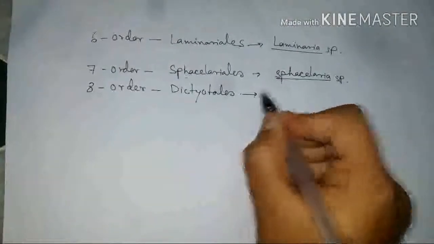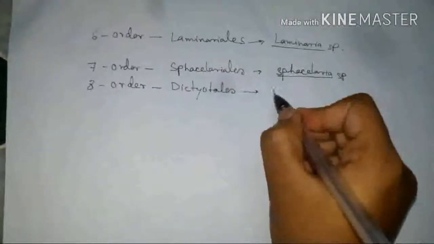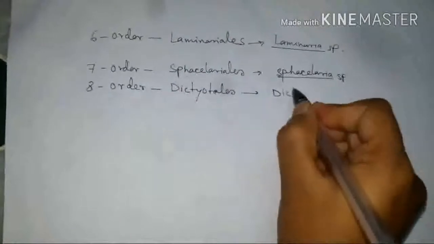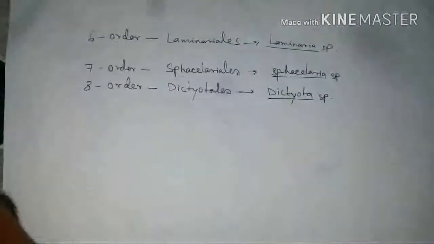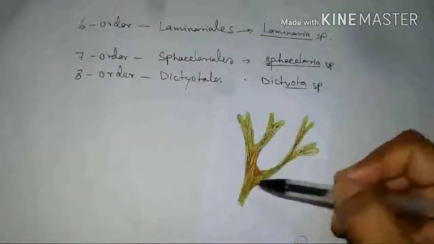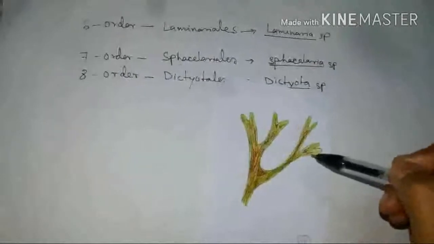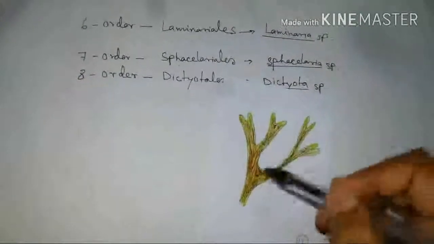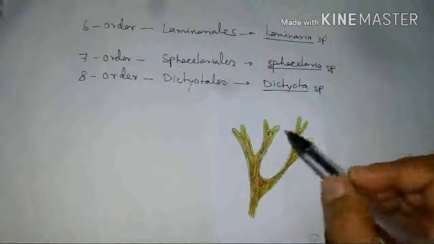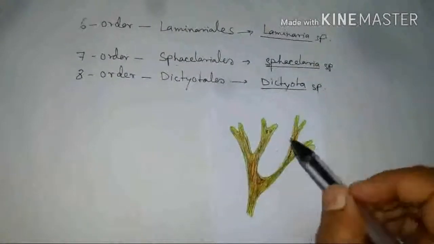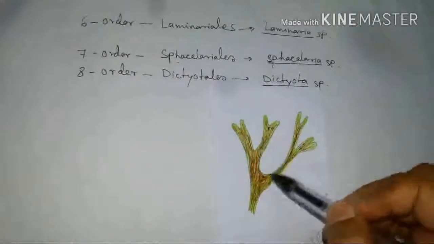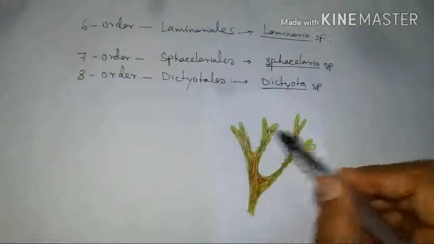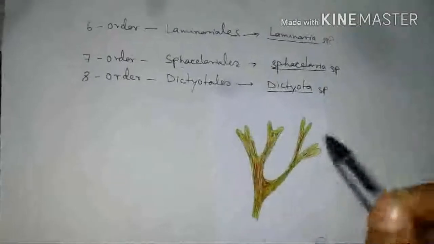And the example of this order is Dictyota. So this is the algae which is irregularly dichotomously branched, and midribs are totally absent in this algae. Fronds are broad and thin type, and reproductive structures are scattered on these fronds. So this is a Dictyota algae.